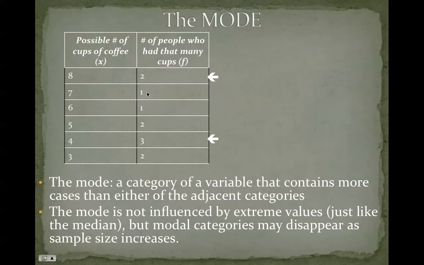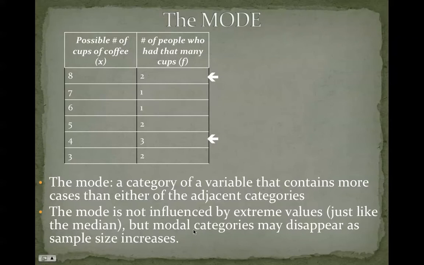So this 2 is greater than the 1 below it, but this 1 is not greater than the 2 on either side, so it's not a mode. This 2 is not greater than the 3, or it's only greater than the 1, so it's not greater than both numbers on either side of it. And this 2 is not greater than the 3. So this 2 is greater than the 1, and this 3 is greater than both the 2 and the 2. So for that purpose, there are 2 modes in this particular table.